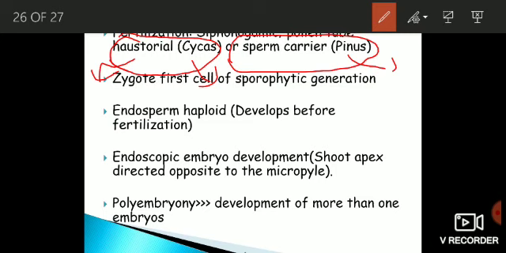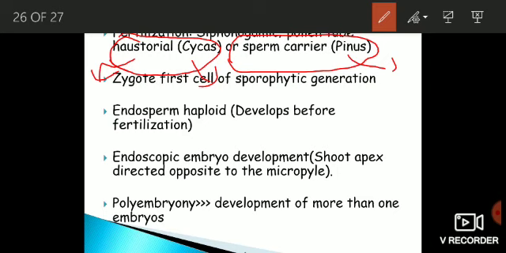In Cycas, it is simply haustorial in nature, and in Pinus, it acts as the sperm carrier, because in Cycas you have motile male gametes. They do not need any tube-like structure. So we assume that the function of pollen tube in Cycas is to act as a haustorium. It helps in the absorption of nutrients. While in the rest of the gymnosperms, the only function of the pollen tube is to act as the sperm carrier because their sperms are non-motile.